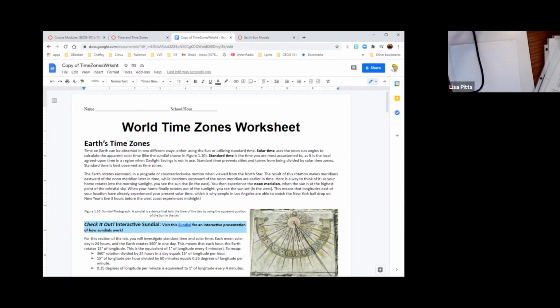Now, standard time is the time that we're most accustomed to. It's based on an agreed upon thing based on our region, when daylight savings, which is starting this weekend, is not in use. So it prevents cities and towns from being divided by solar time rules and things like that. It, you know, keeps the peace.